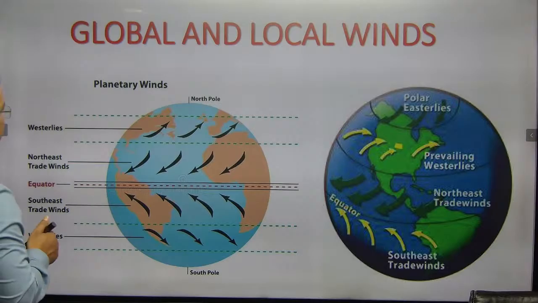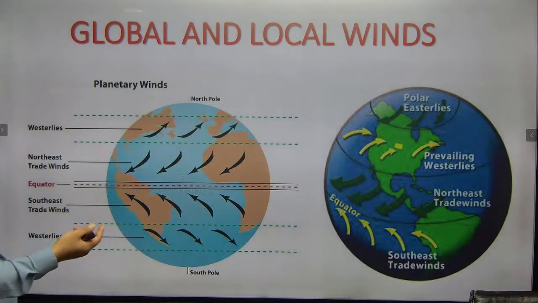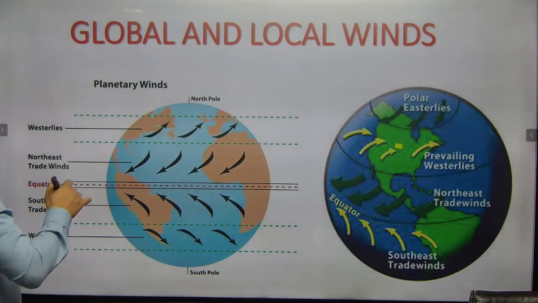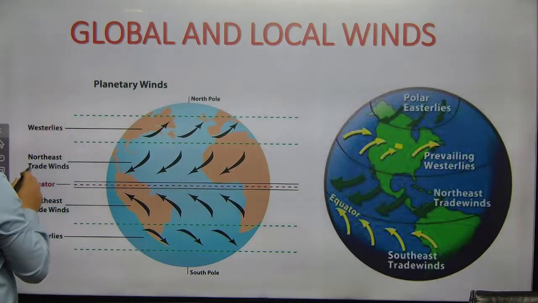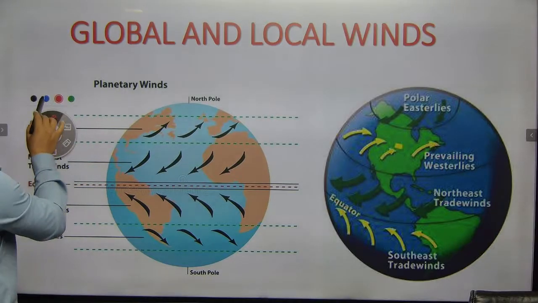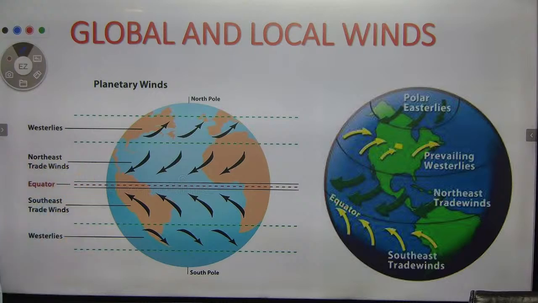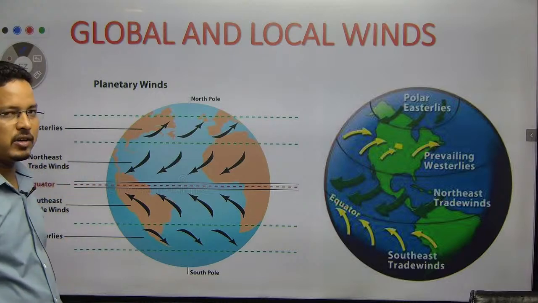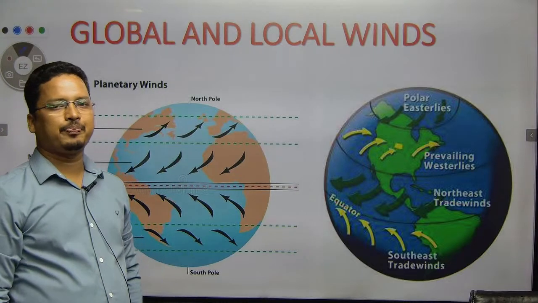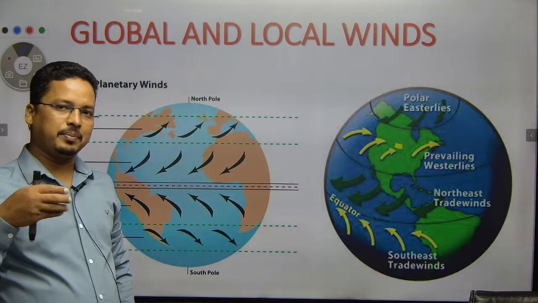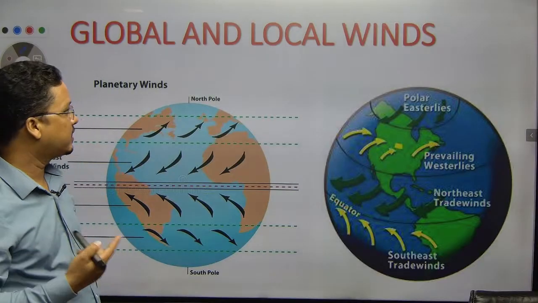Okay. Now, first of all, there is the trade wind. We will talk about the trade wind first. What is trade wind? The trade winds are the primary winds. So winds are basically of three types.